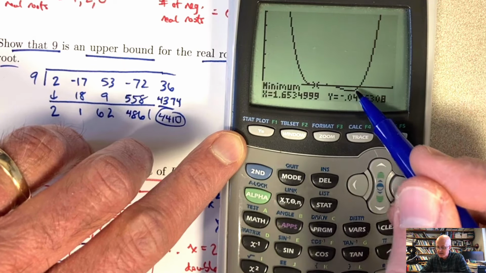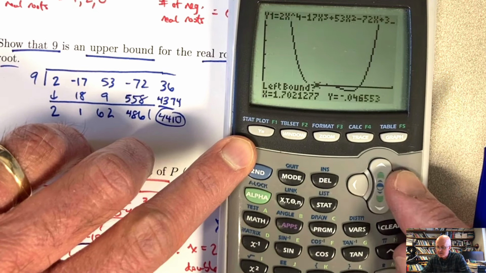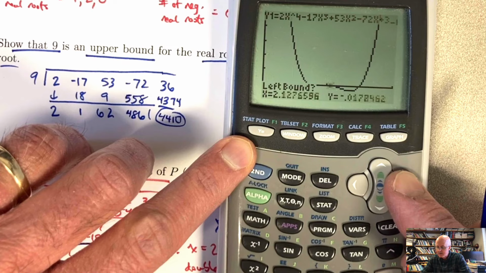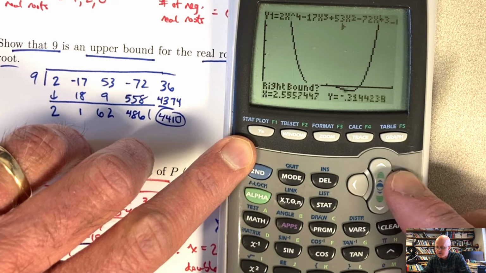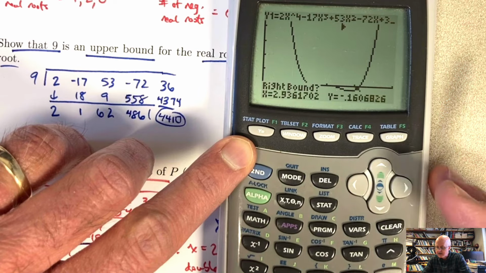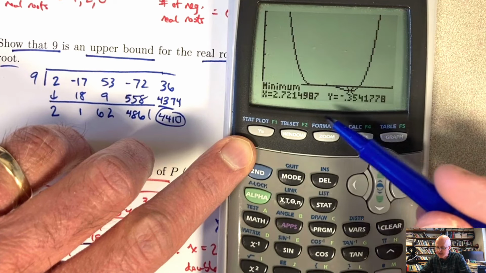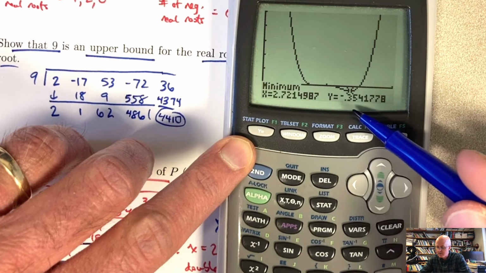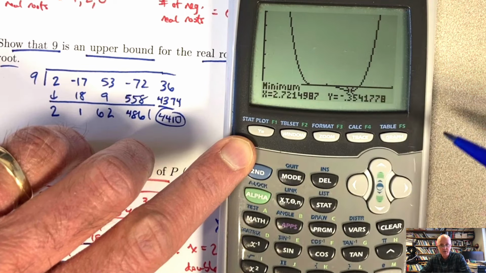And a local min over here. Let's find that. Go back to calculate again. Tab over here. A left bound, say right here. A right bound over here. And a guess in here. Another local minimum at x equals 2.72 of value about negative 0.35. And that local minimum is also a global minimum. It is the lowest point on the graph.